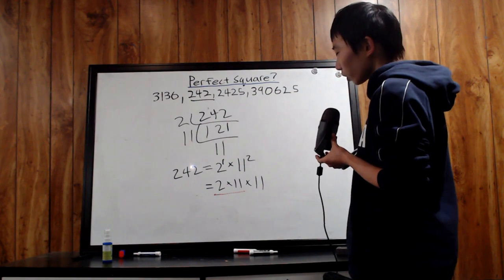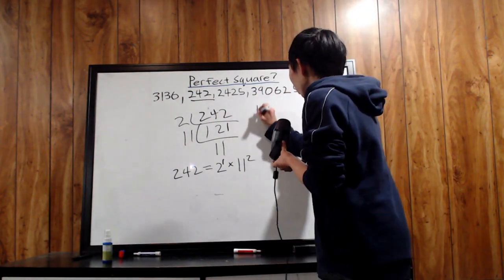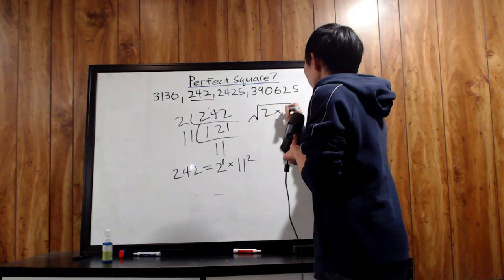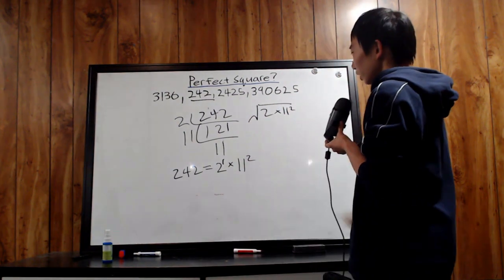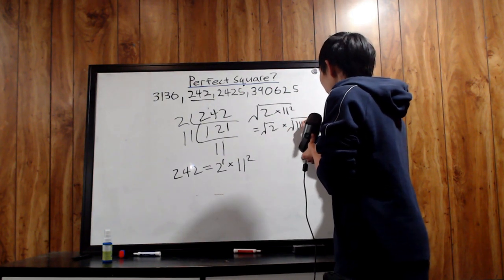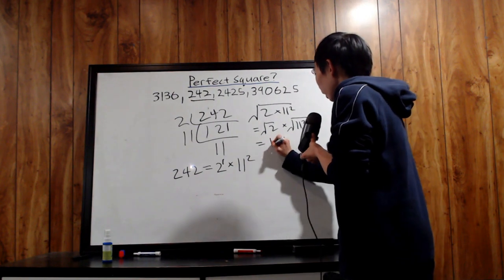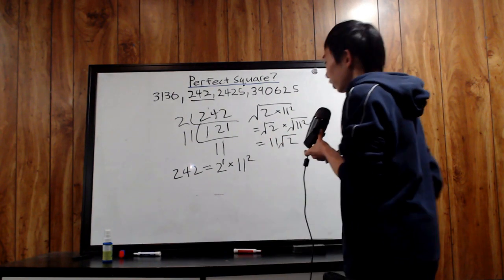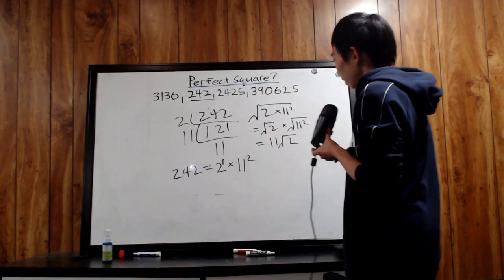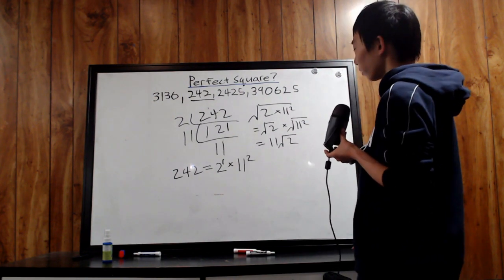However, you could still take the square root of this number, because the square root of 2 times 11 squared is just equal to the square root of 2 times the square root of 11 squared, and the result is 11, so you have 11 square root of 2. It's not an integer though. That's still a way you can take the square root of a number, though.